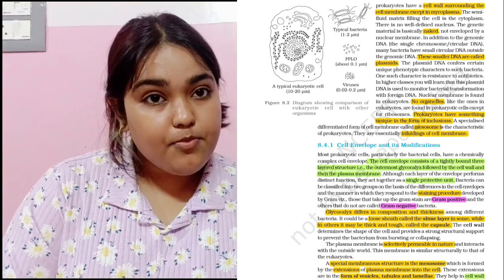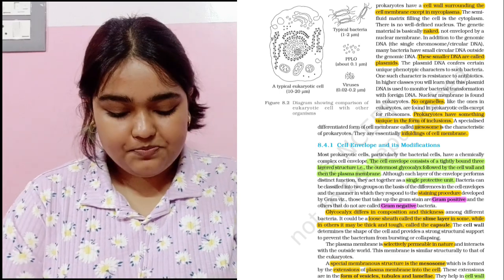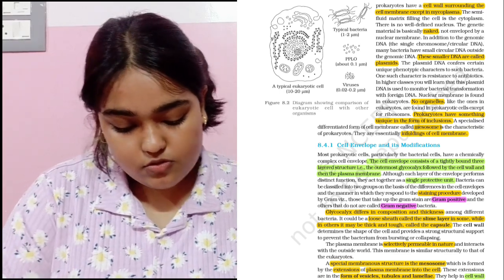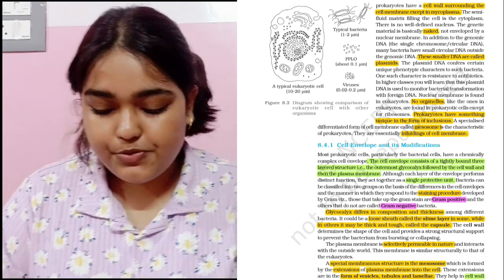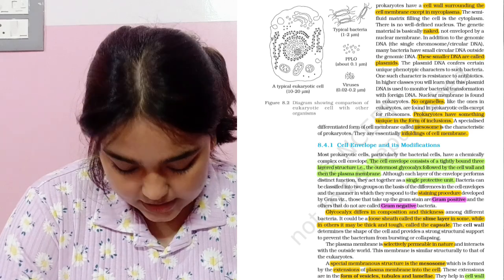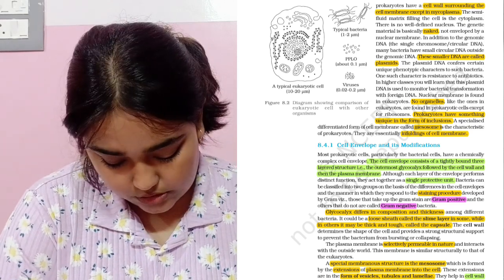Okay, so all prokaryotes have a cell wall, except for mycoplasma. Mycoplasma do not have a cell wall. It is an exception to prokaryotes. They have a smaller DNA called plasmids. They do not have organelles. I just told you that.